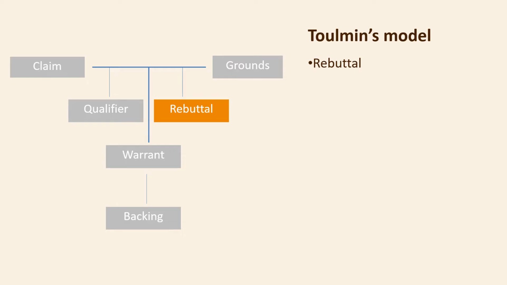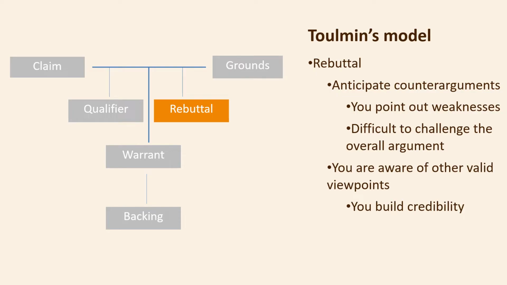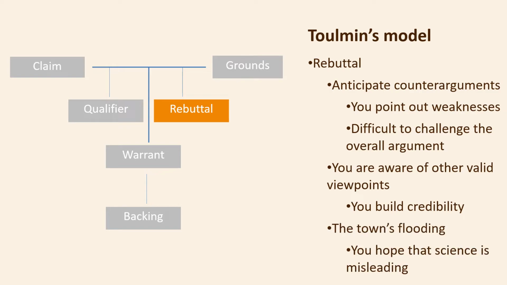The third and last of the complementary elements is the rebuttal. Rebuttals anticipate counter-arguments. If you point out any weaknesses in your argument, it will be more difficult for the reader to challenge the overall argument. They show that you're aware of some other valid viewpoints. By doing so, you build credibility. A counter-argument about the town's flooding is that you can't foresee the future. You argue ahead of that argument that you hope the predictions from science about rainfall in the future turn out to be misleading.